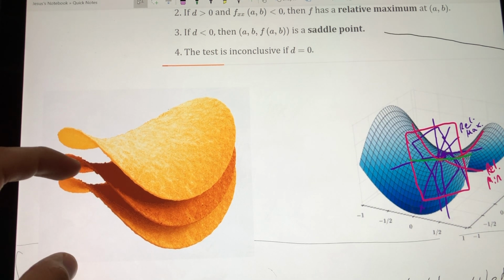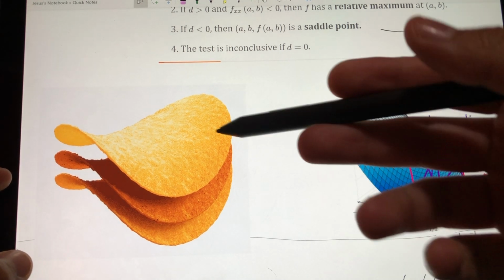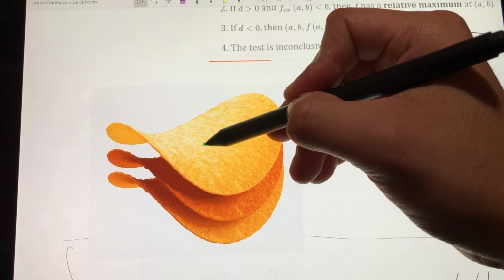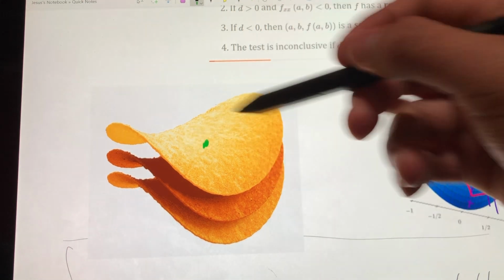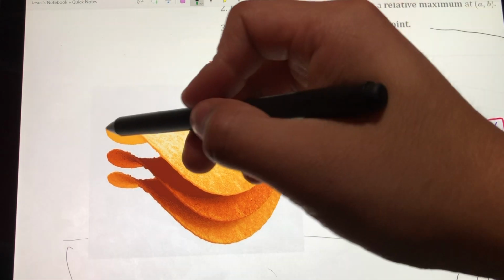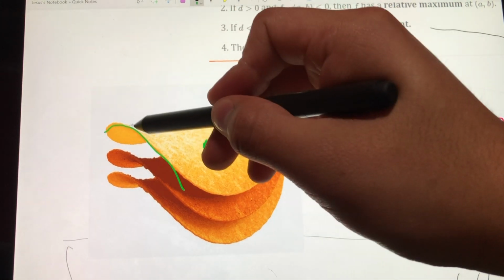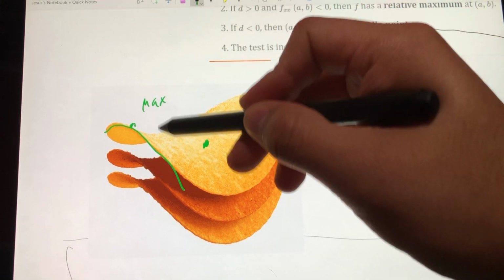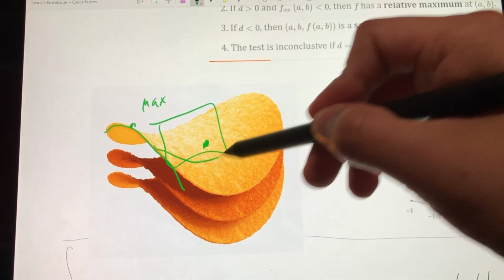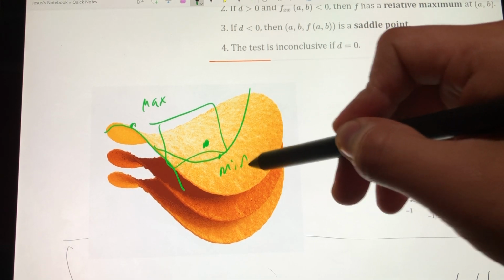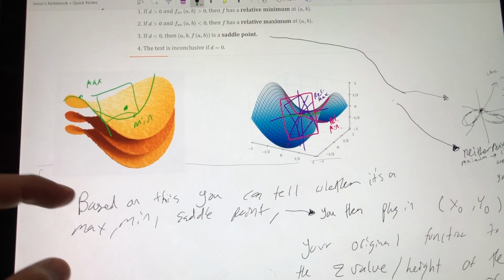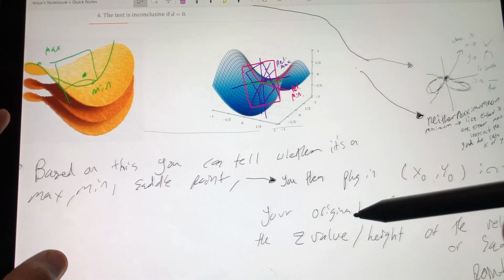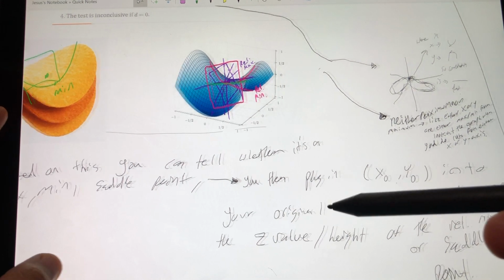We can also apply it here as well. We can pretty much tell that there's a saddle point here, because if we picture this as our critical point and slice it, we can see that this is a relative max, and then if we slice it from this angle, perhaps we see that this is a relative min. So based on the second partials test, you can tell whether you have a maximum, minimum, or saddle point.